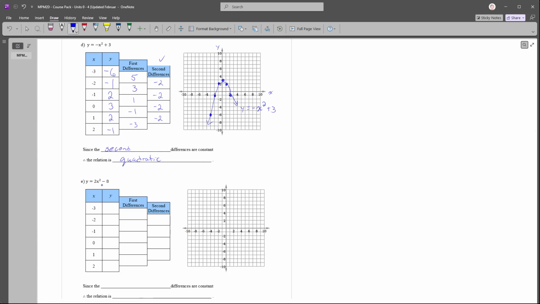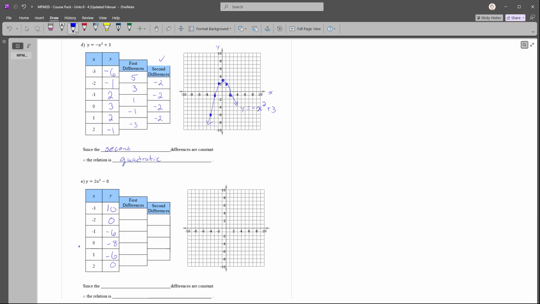Y is equal to 2 times x squared minus 8. I'll do the first couple with you again. So negative 3 squared, that's 9. 9 times 2 is 18. 18 minus 8, that's 10. Let's do the next one. Negative 2 squared, that's 4. 4 times 2 is 8. 8 minus 8 is 0. And you're going to keep going. You're going to end up with negative 6, negative 8, negative 6, and 0.